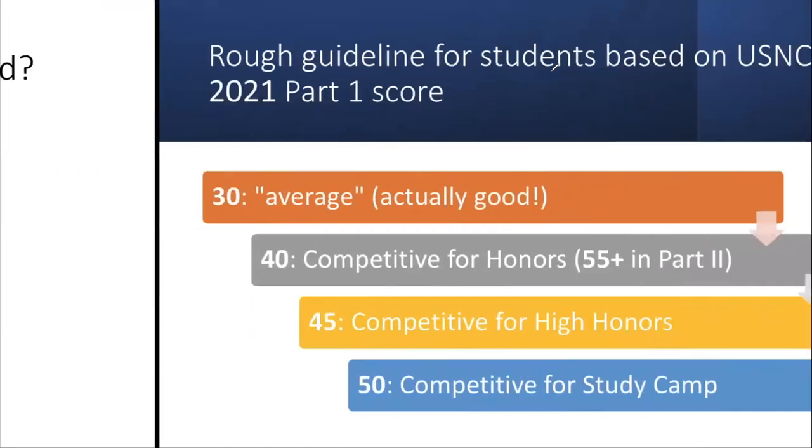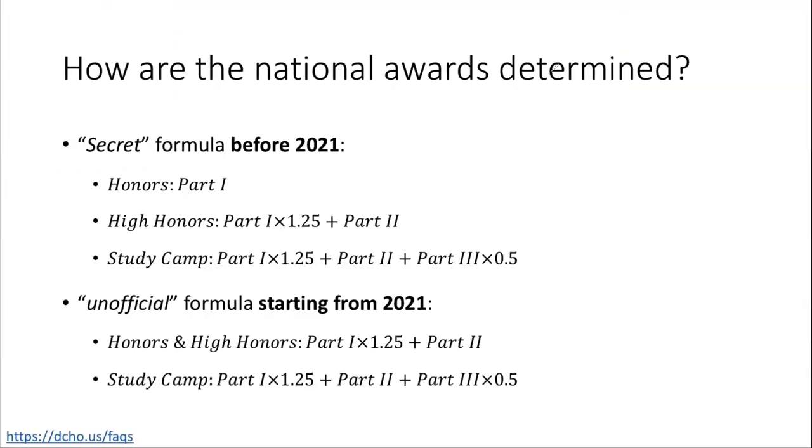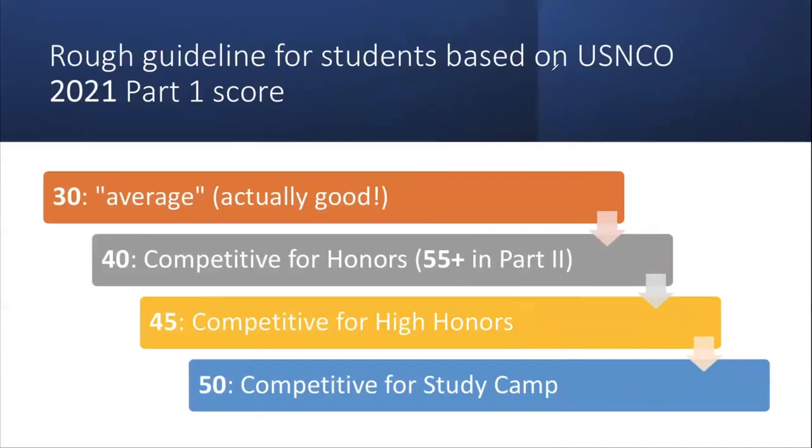Let's say you got a decent score in both part 1 and part 2 and you got into honors. Then what would your part 1 score approximately be? Yeah, I will talk about that later.